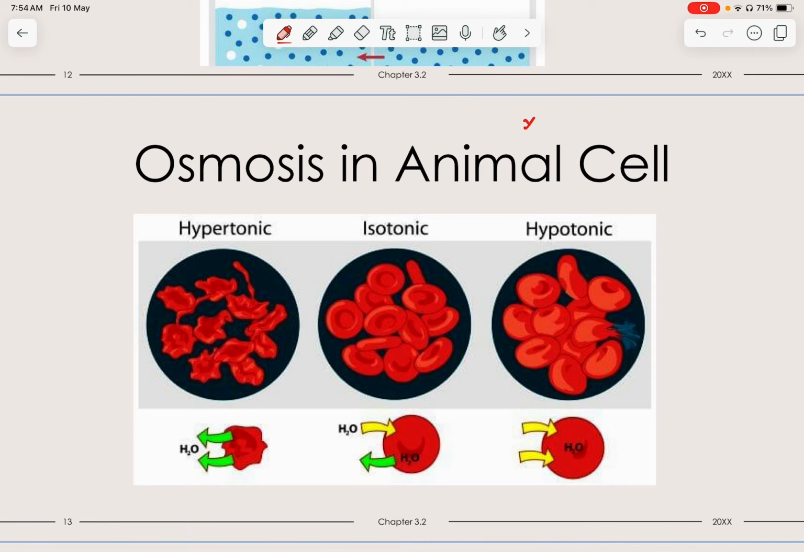Remember that there is no cell wall and they only have cell membrane. So what happens is that the cell membrane is not so strong. When there's too much water inside the animal cell, of course, they do not have a plant cell wall, right? They can burst easily. So this is what we call hypertonic. I always remember that hyper means too much, okay? Or E is also known as exceed, okay?